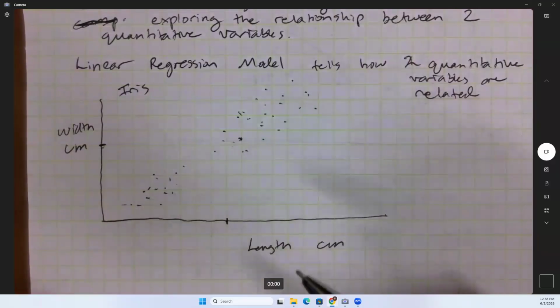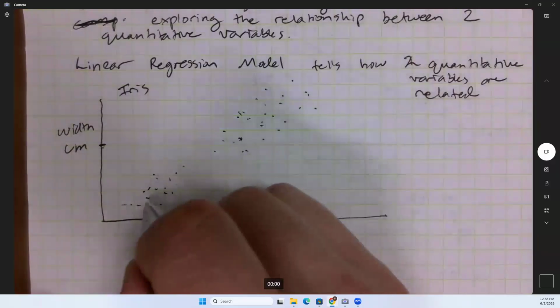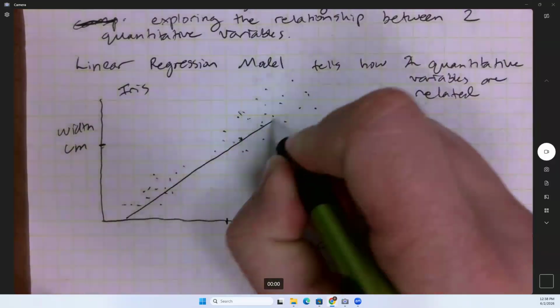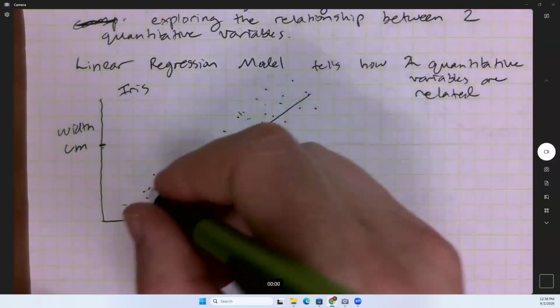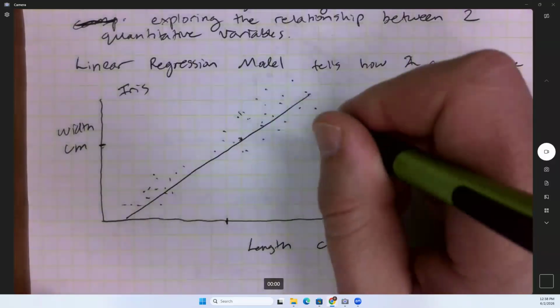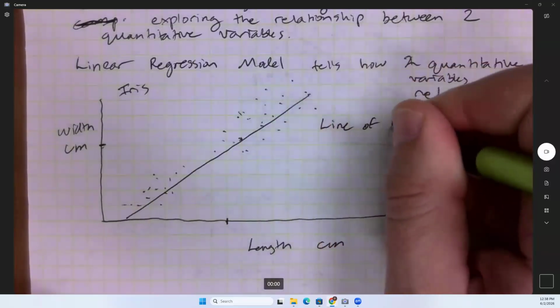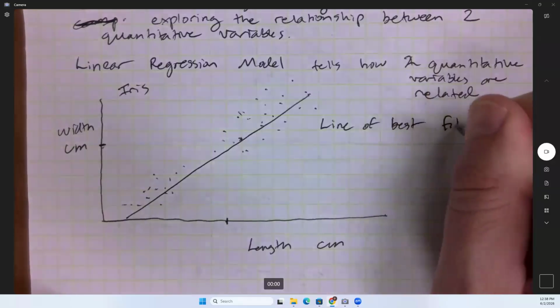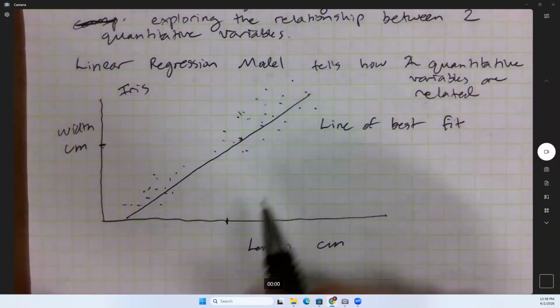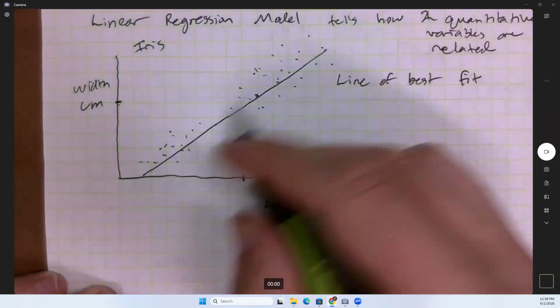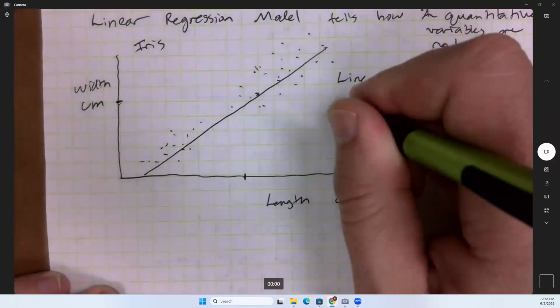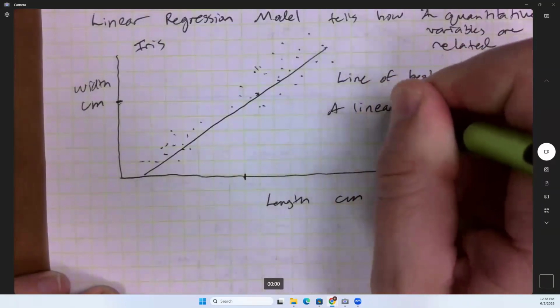If I were to draw a line that goes through this data as best as possible, I would probably draw this line. That's pretty good. Maybe not perfect. But this line is close to all the data points, and we call this the line of best fit. And a linear regression model is simply the equation of this line.